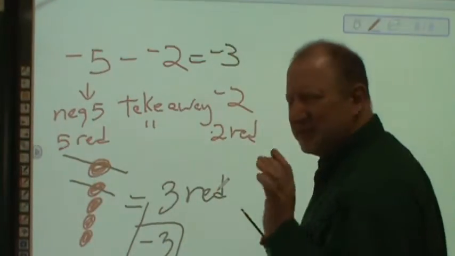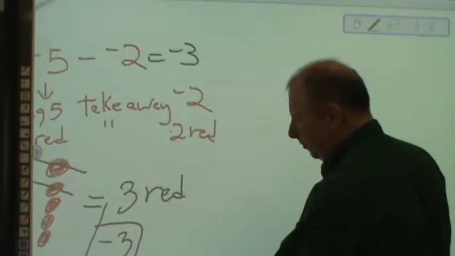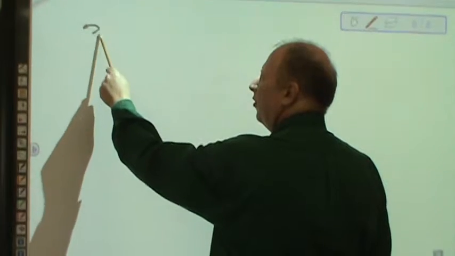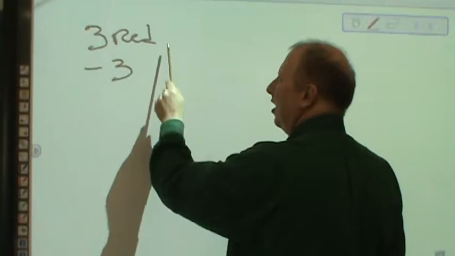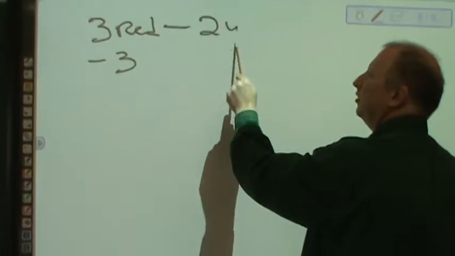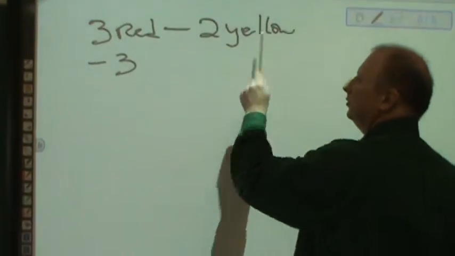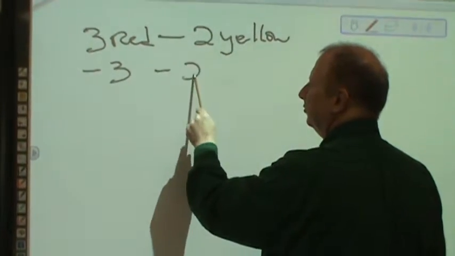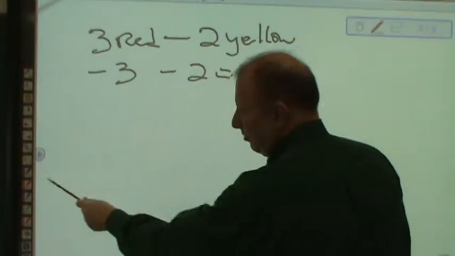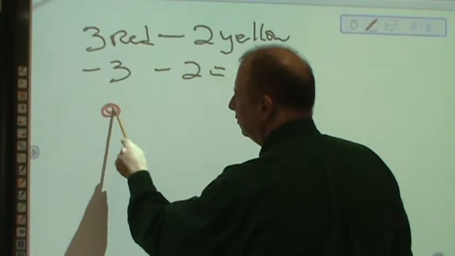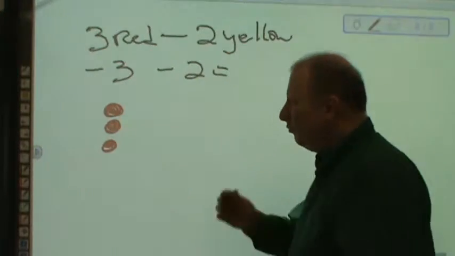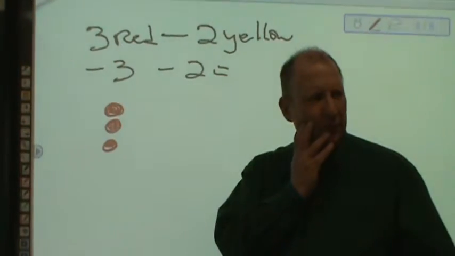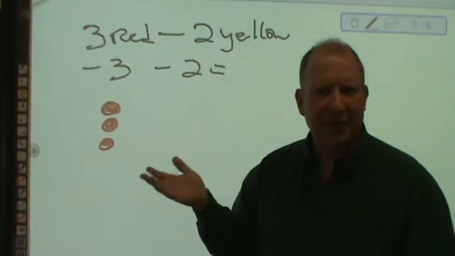Let's say I take it a step further. Let's say, and watch how I'm doing this, I have 3 red, negative 3, and I want to take away 2 yellow, minus 2. Okay, so I start off with 3 red. 1, 2, 3. Now I want to take away 2 yellow. I don't have 2 yellow here. I can't take it away.